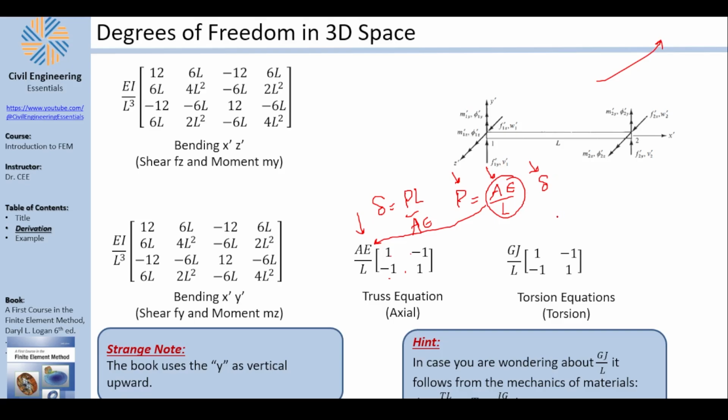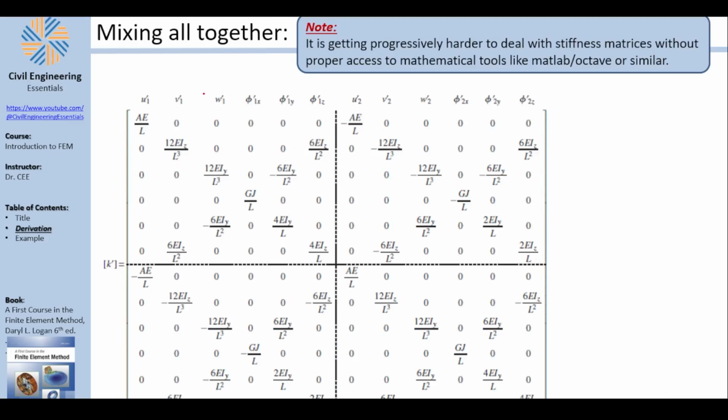Now for the torsion, I want to remind you of the mechanics of material equation that says phi = TL over JG. Now if you rewrite this equation, you will get that T equals JG over L multiplied by phi. Once again, you have your stiffness coefficient here, which will give you the similar stiffness matrix. Of course, here it's written very quickly, but now you get the derivation. Alright, so if you expand your matrix, you get this 12 by 12 stiffness matrix.